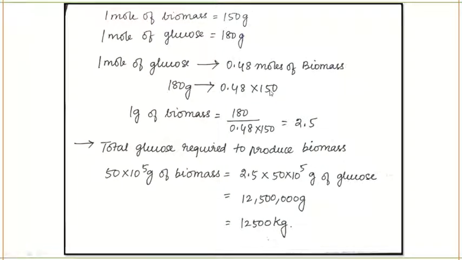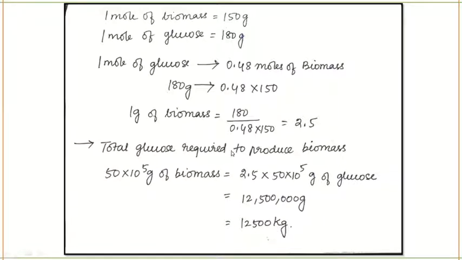Now we have to find how much glucose is required for 1 gram of biomass. You just simply have to cross multiply: 180 divided by 0.48 into 150. If you do, you will get that 1 gram of biomass will require 2.5 grams of glucose.